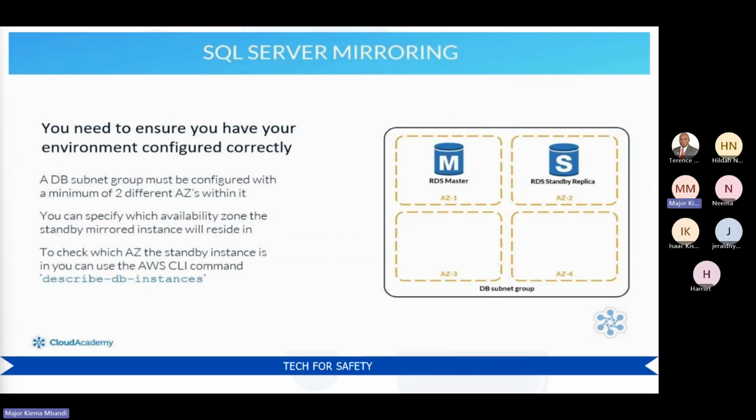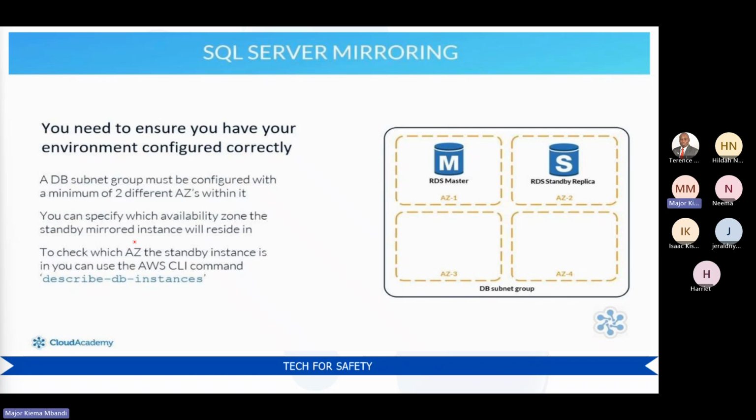You need to ensure that you have the environment configured correctly. What is this? A DB subnet group must be configured with a minimum of 2. So when you go to deploy a database, if you have done a lab or some challenge, a DB subnet group must be configured with 2 or 3 subnets. Minimum of 2, because remember the master and the secondary cannot be running in the same availability zone. So that's one of the requirements.